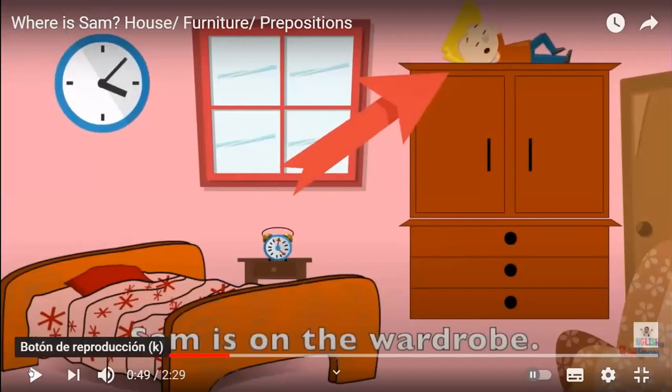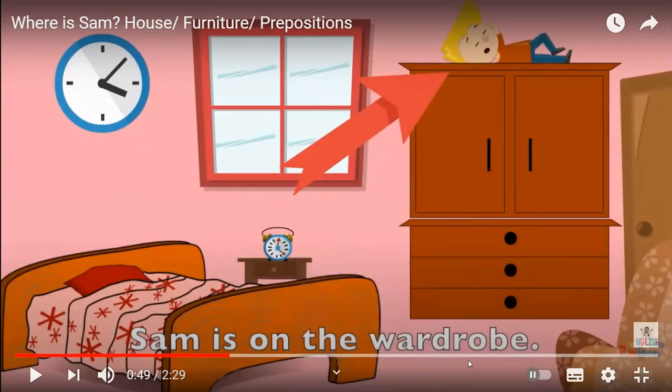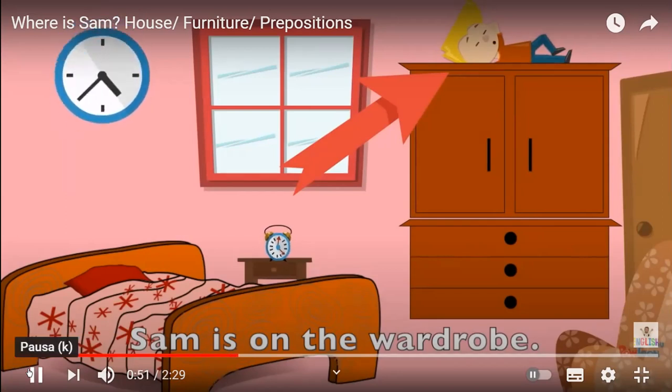Look, where is Sam? Where is Sam? Sam? Sam is on the wardrobe. Wardrobe. One more time. Wardrobe. Okay. One more time. Where is Sam? Where is Sam? Sam is on the wardrobe. On the wardrobe. Very good. Let's continue. Sam is on the wardrobe.